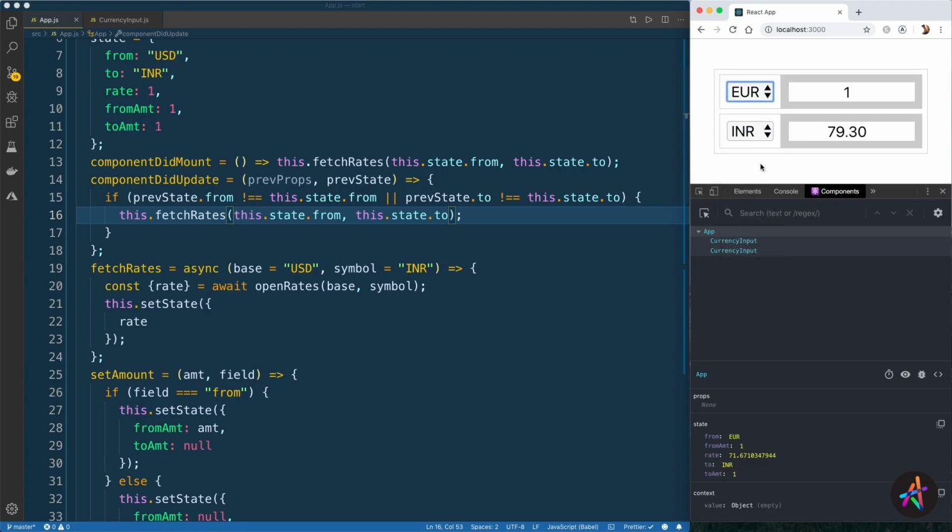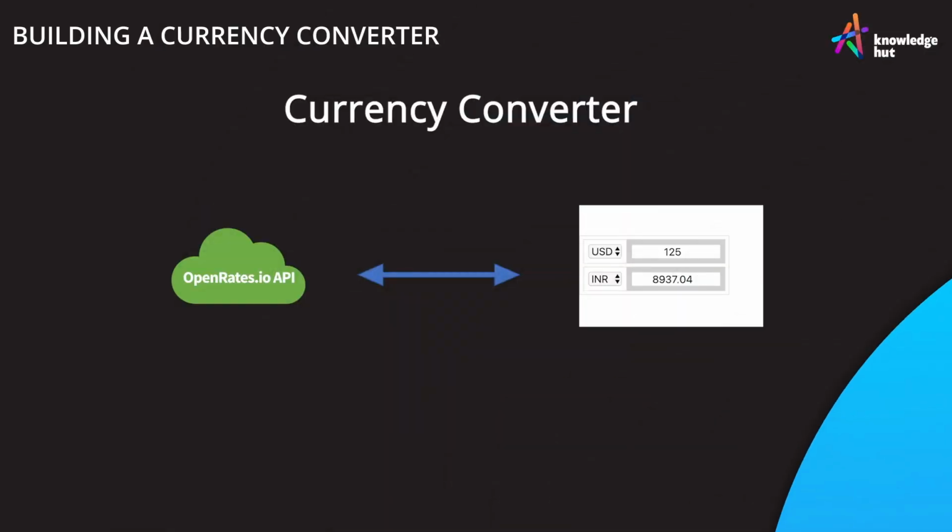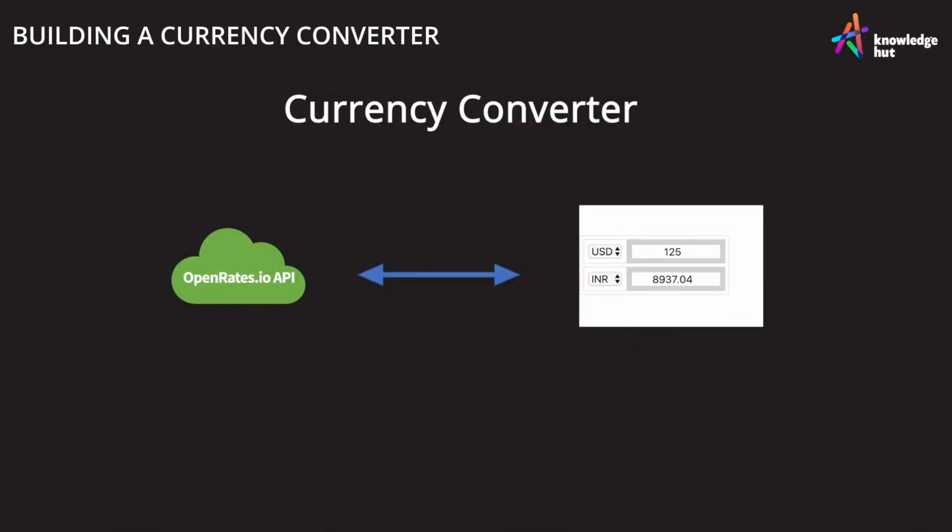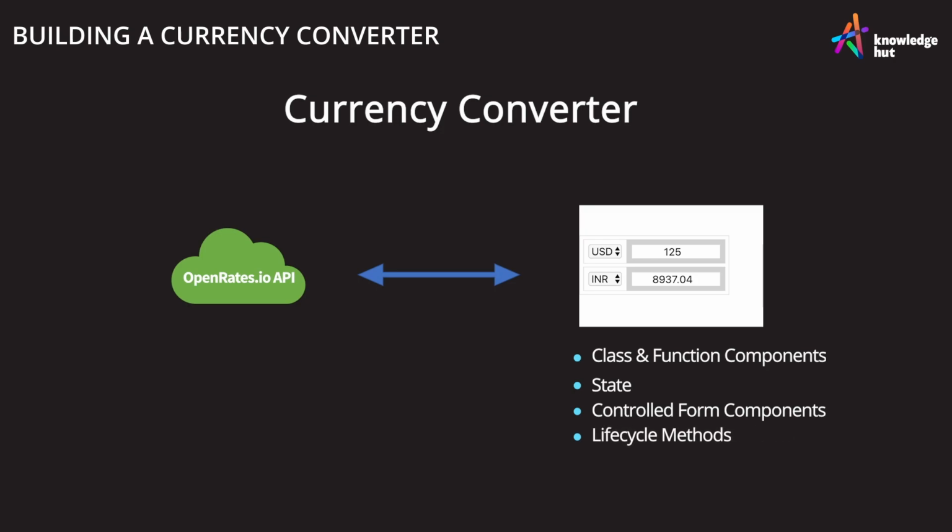Let's test the app now. I'll change the symbols and amount and everything works exactly as desired. This small project saw us implement a ton of React features, from using both class and function components, state properties, controlled components to using lifecycle methods for querying an API and more. There was a lot achieved in this project. I hope you found it useful.